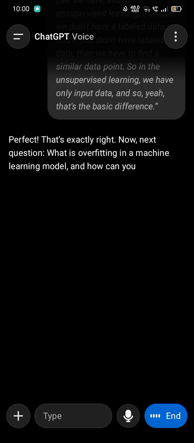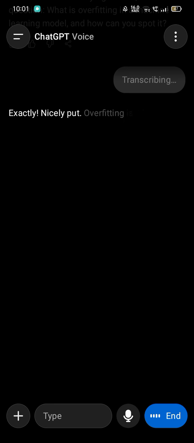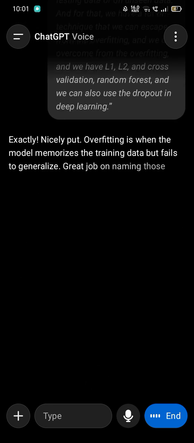Next question. What is overfitting in a machine learning model, and how can you spot it? Overfitting means when our model performs well on the training set, but fails to perform well on the testing data or unseen data. And for that, we have a lot of techniques to overcome overfitting. We have L1, L2, cross validation, random forest, and we can also use dropout in deep learning. Exactly. Nicely put. Overfitting is when the model memorizes the training data but fails to generalize. Great job on naming those techniques.